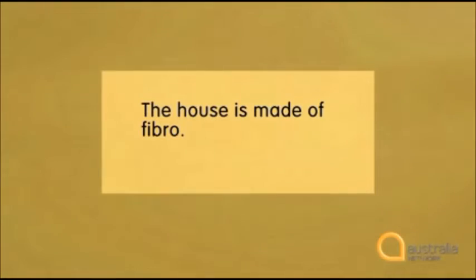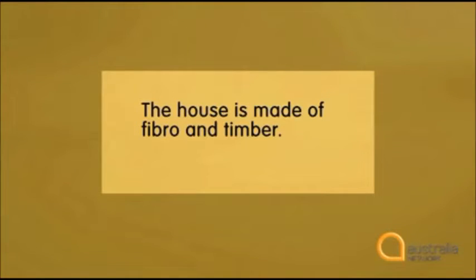The conjunctions 'and' and 'but' can also be used to join words and phrases in lists. We separate words with commas and then use a final 'and'. The house is made of fibro. The house is made of fibro and timber. The house is made of fibro, timber and bricks.